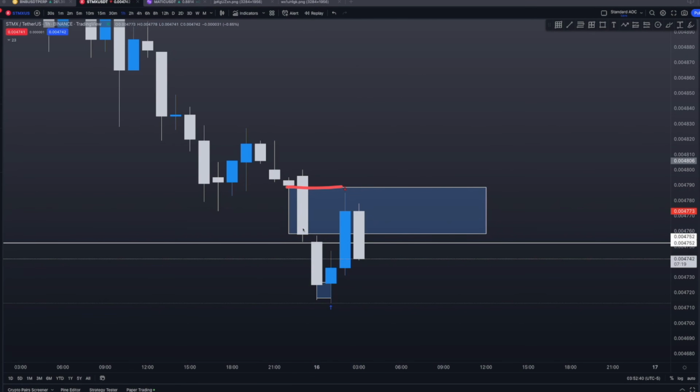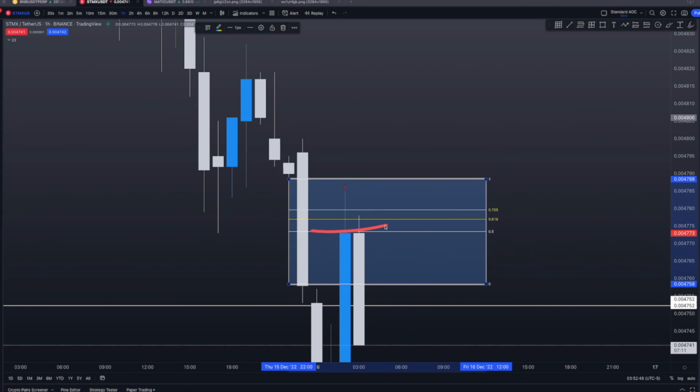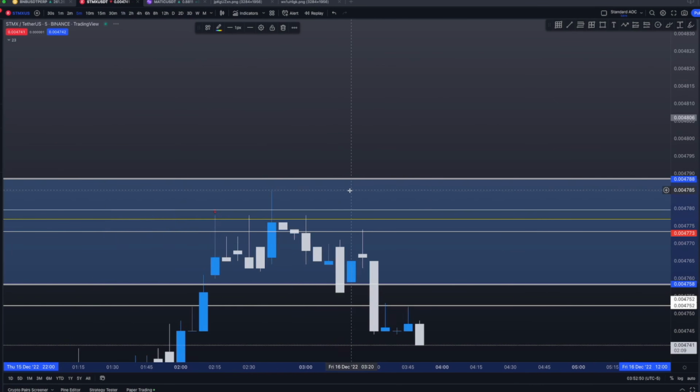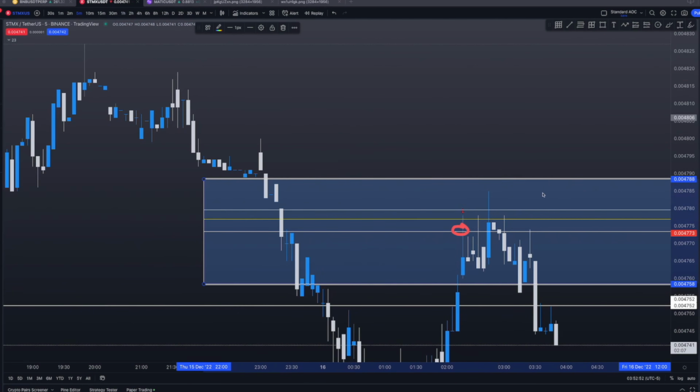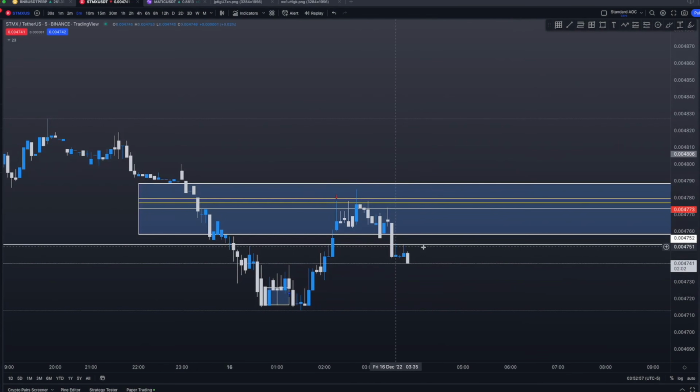There's no price action between here and here. So all I did was set my target on this fair value gap at the 0.5. If I go back onto the 5-minute, you can see that is exactly where I took my profit, right there. Now, was I perfect with this trade? No, but I'm not trying to be perfect.